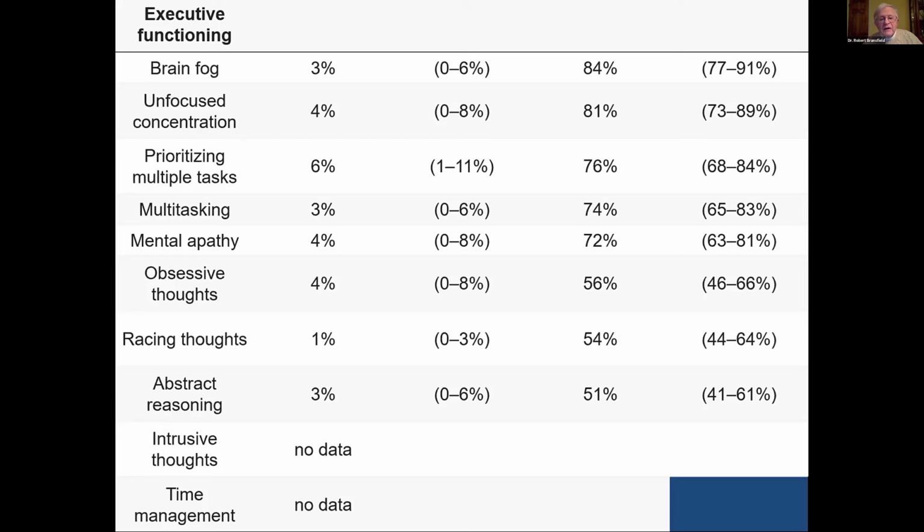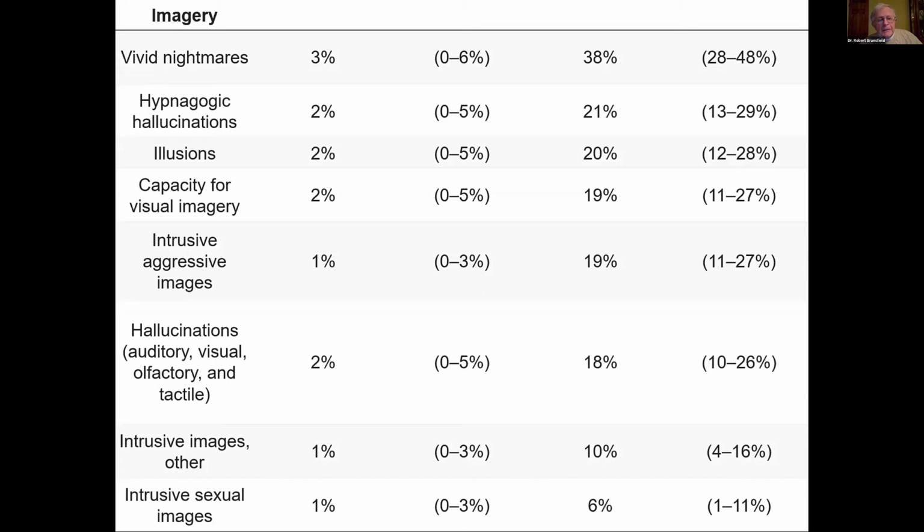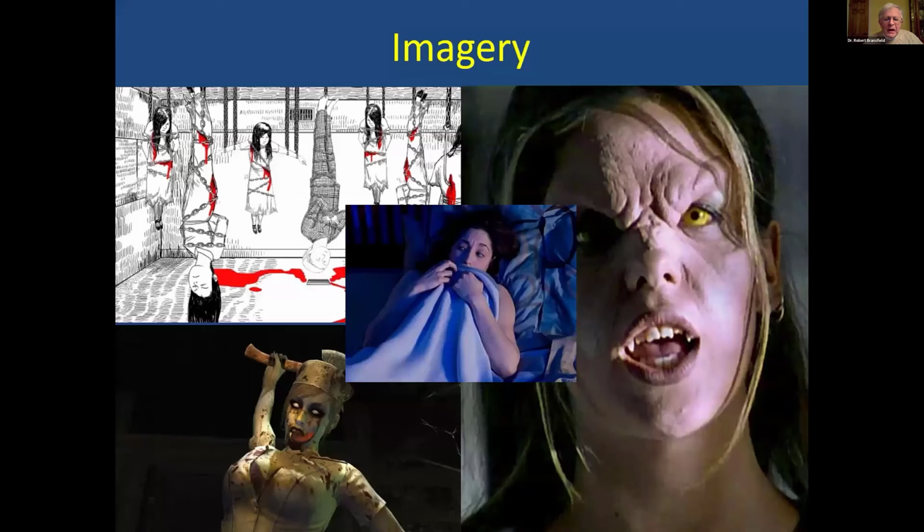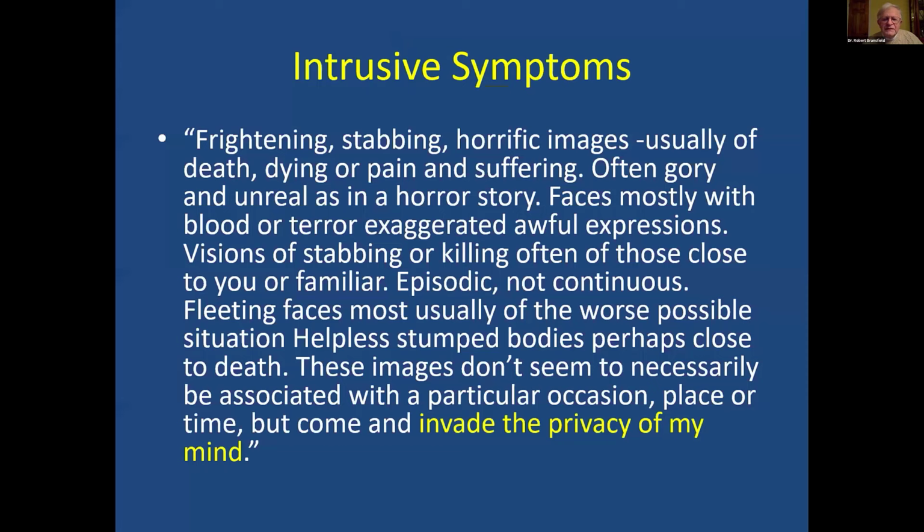Imagery, the nightmares. You can get intrusive images that occur, be they aggressive, sexual, otherwise, and that can be quite a problem. Some of these images can be quite horrific, like horror movies, and this is how one of my patients described it. It's like these gory images that come from nowhere, or images of doing harm, and she said, they invade the privacy of my mind.